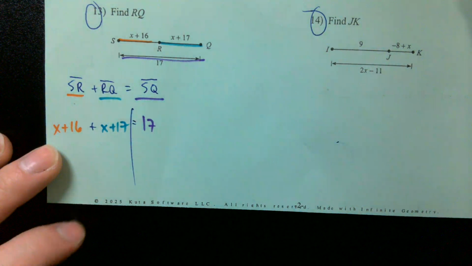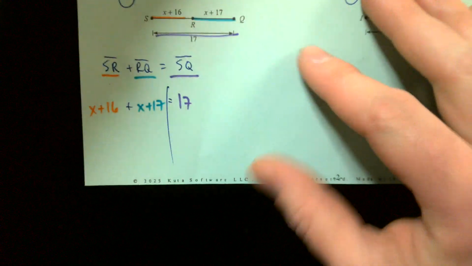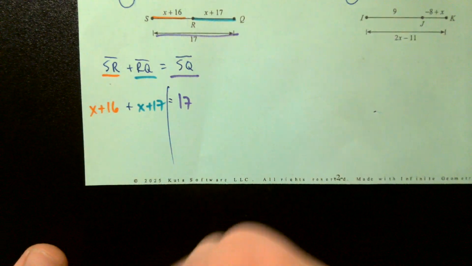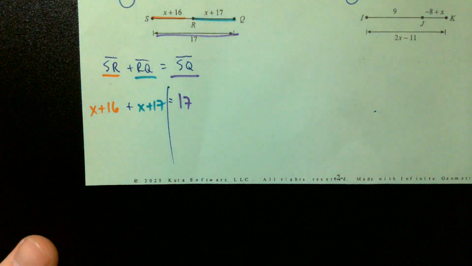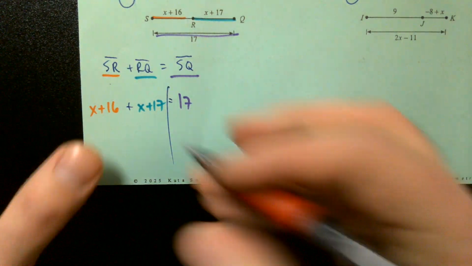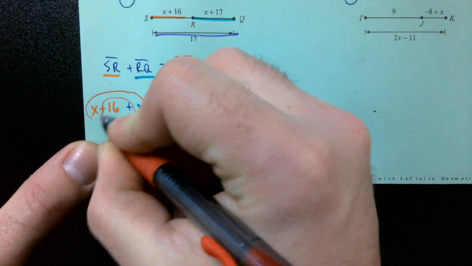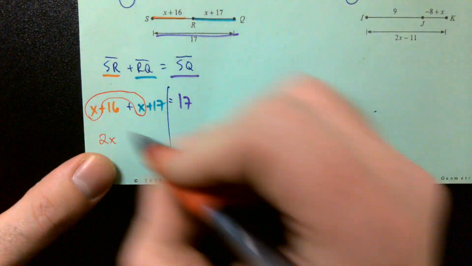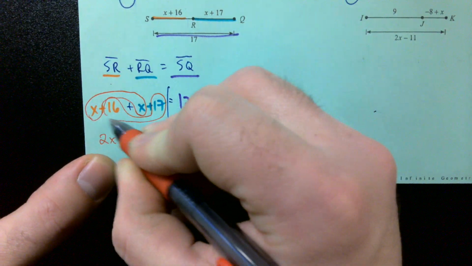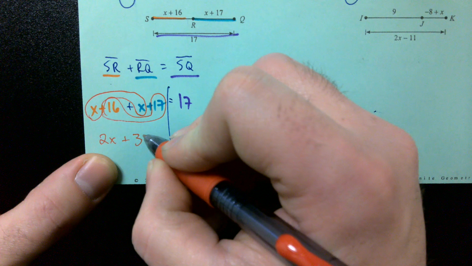Look at that. We're back in our very first unit of the year where we're solving equations. What do I want to do on the left-hand side here? Do you guys remember what it's called? Combining like terms. I got two x's. I'll call that 2x. I got 16 plus 17. What does that give me? 33.